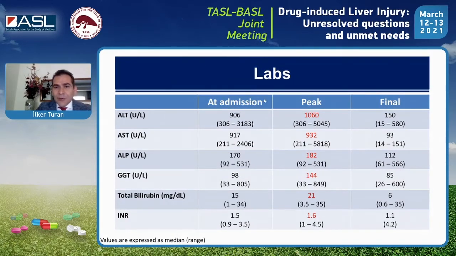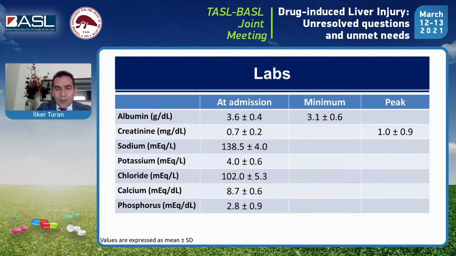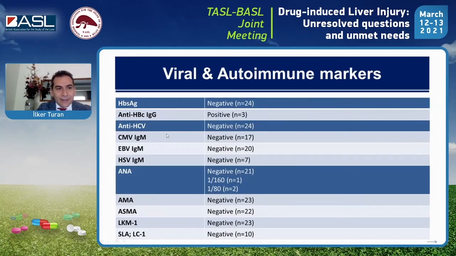Lab values are shown here at admission or peak and final levels. As you can see, the median levels of transaminases were highly elevated, up to 5,000, and median bilirubin level was 21 milligram per deciliter, reaching up to 35, and median INR level was 1.6. Other labs are shown here. No significant change was observed in creatinine levels.